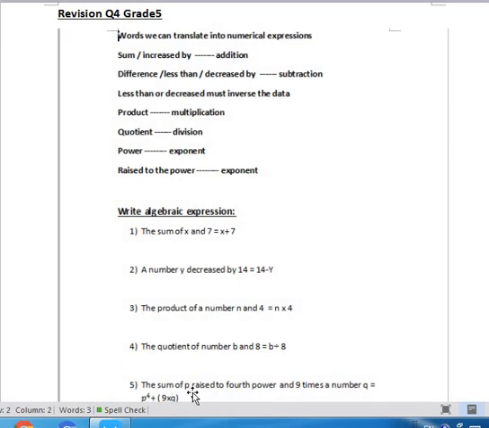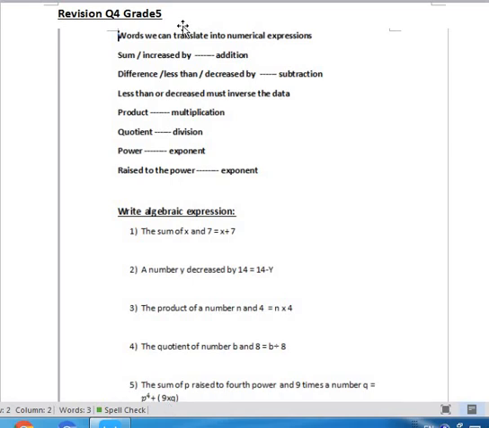The sum of p raised to the 4th power. P raised to the 4th power, p power 4. The sum means plus. Plus what? 9 times a number q. A number is called here q. So here the sum of means plus. Okay. P raised to 4th power. So it's called here p power 4. And here 9 times the number q.